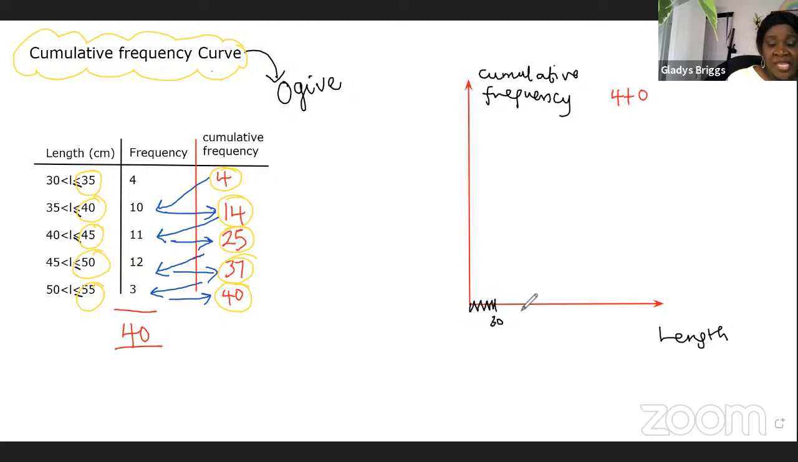So we're starting off from 30, 35, 40, 45, 50, and 55, in your graph paper. Then on the cumulative frequency, it's going all the way up to 40, so you can go up in 5s. So 5, 10, 15, 20, 25, 30, 35, and 40. Write them down.